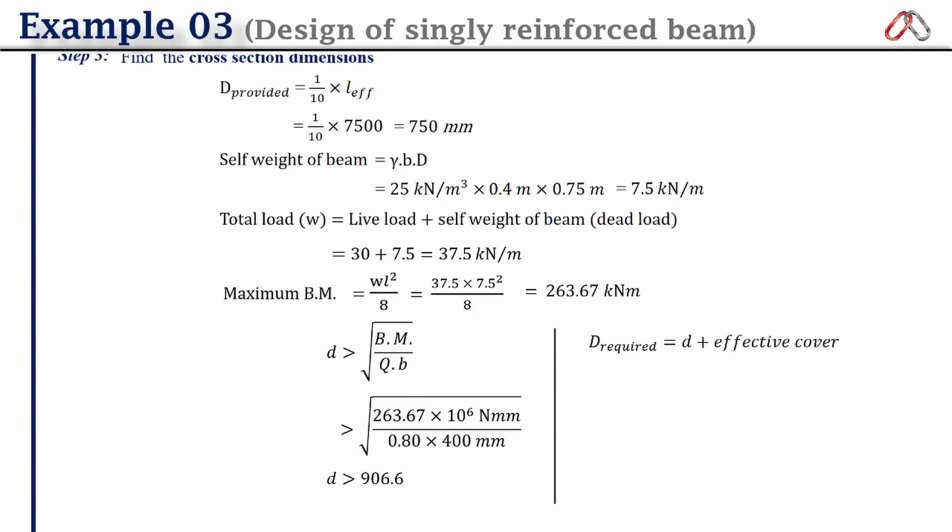Let us initially assume the effective cover as 50 mm, and the final value will be 956.6 mm, which is greater than D provided. We know that the value of D provided is 750 mm, so we have to redesign the depth. Our concept is that D required should be less than D provided.